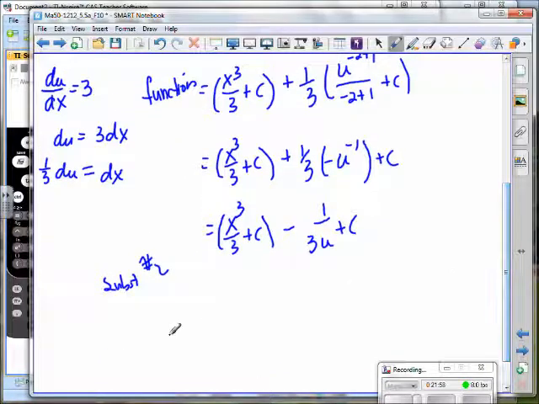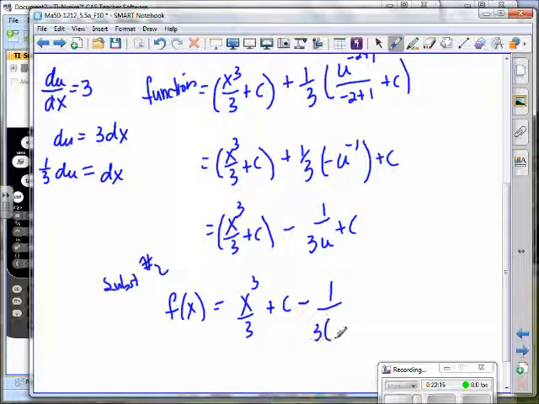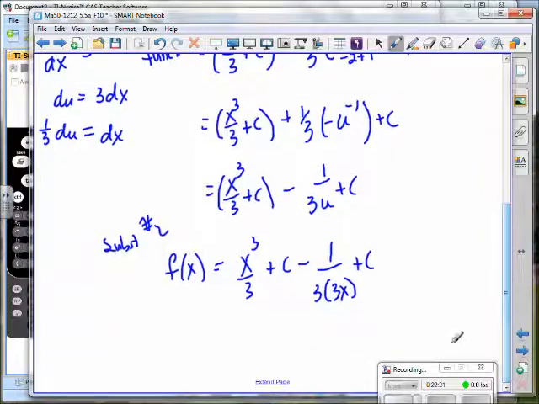So if I come down here, what I'm wanting is to have the function in terms of x. Well, the first piece I've got is x cubed divided by 3 plus c. The second one I don't have, but can I make it that way? 1 divided by 3 times what? 3x plus c. And so f of x now is x cubed divided by 3 minus 1 divided by 9x plus c.